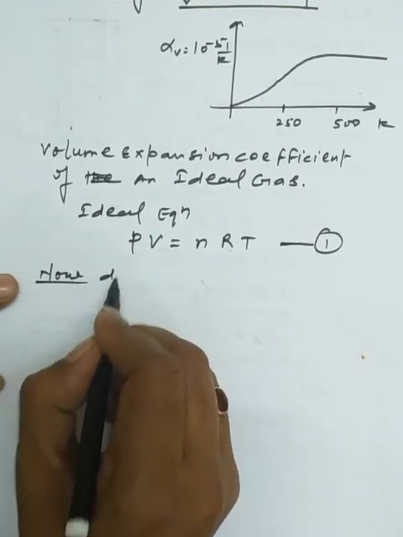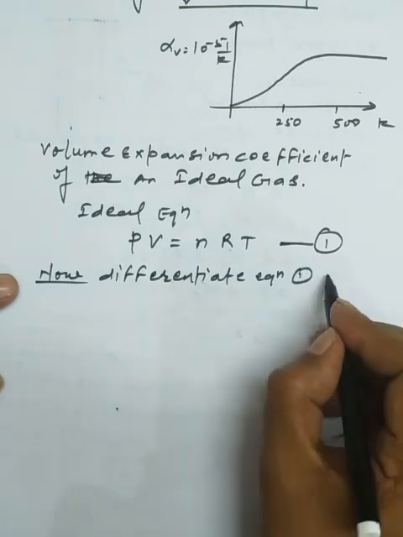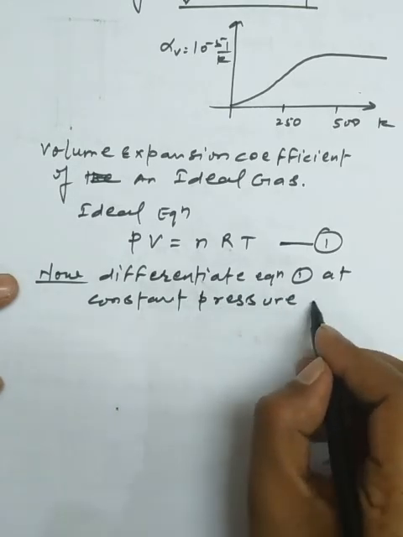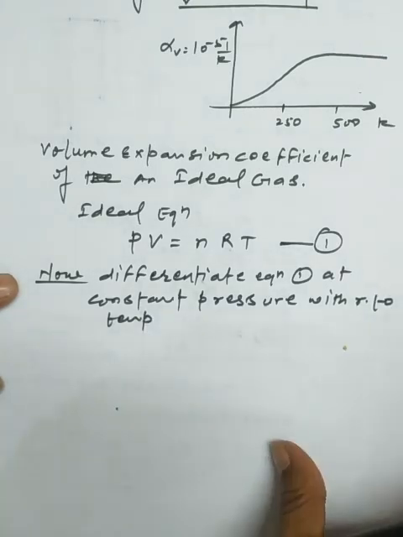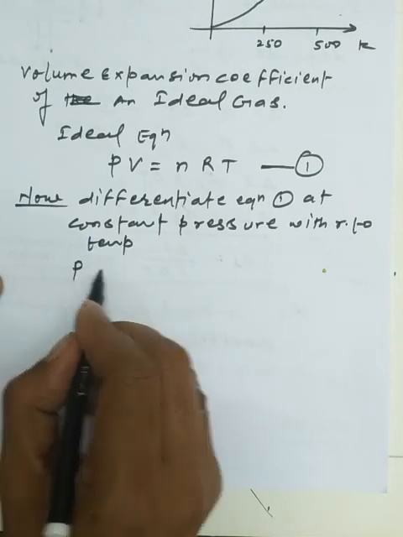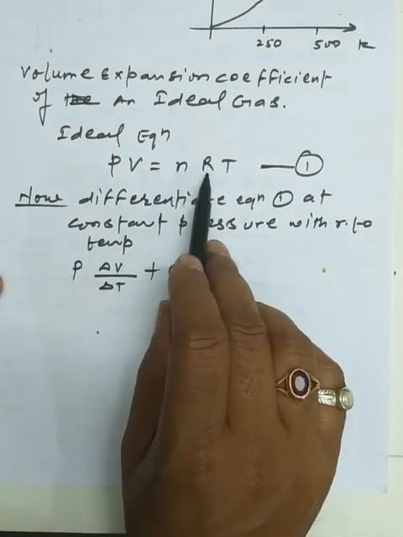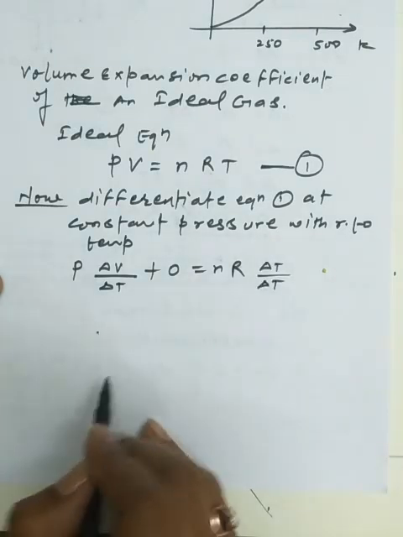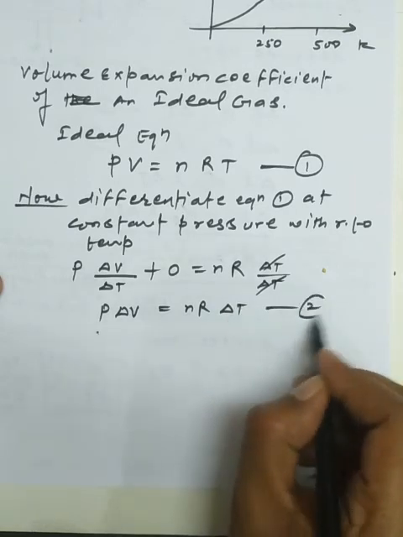Now differentiate equation 1 at constant pressure with respect to temperature. So what result do we get here? P times delta V on one side, and with the pressure portion the variation is 0. Here n and R are constants, and with respect to temperature the variation is nR delta T with respect to delta T. So after the cancellation we get P delta V equal to nR delta T. This is equation number 2.